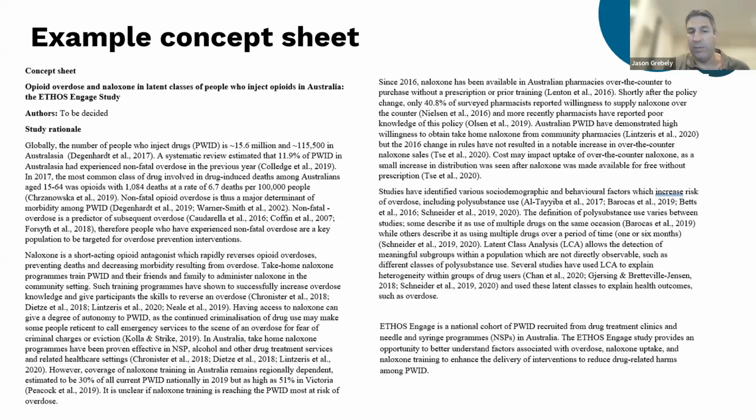So we talk a little bit about the cohort. For example, Ethos Engage is a national cohort of people who inject drugs recruited from drug treatment clinics and needle and syringe programs. The Ethos Engage study provides an opportunity to better understand factors associated with overdose, naloxone uptake, and naloxone training to enhance the delivery of interventions to reduce drug-related harms among people who inject drugs. So again, you can go back and have a look at this in the recording, and the slides will be available, but this gives you an idea of one way you can structure your analysis plan. And Carla's going to go through a different one for a social science paper.